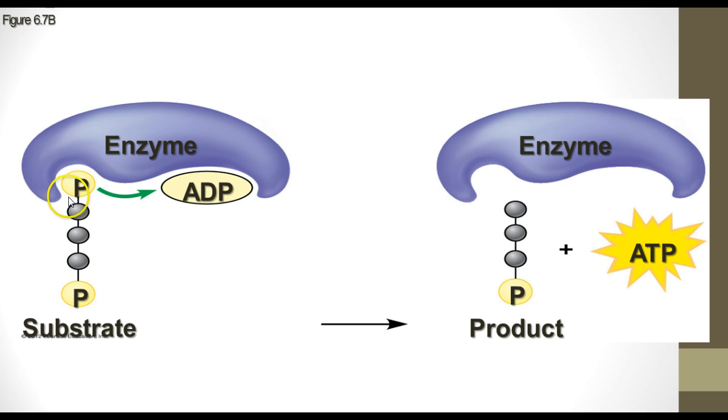So here is a diagram showing the substrate level phosphorylation of ADP to ATP. We take a phosphate off this substrate. Both the substrate and ADP fit into the active site of the enzyme. We remove the phosphate and add it to the ADP. We produce ATP and release a product that now has only one phosphate instead of two.